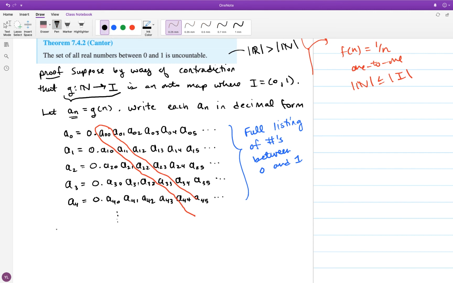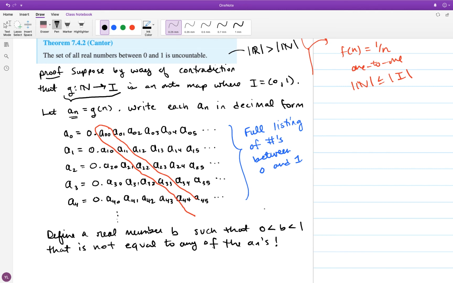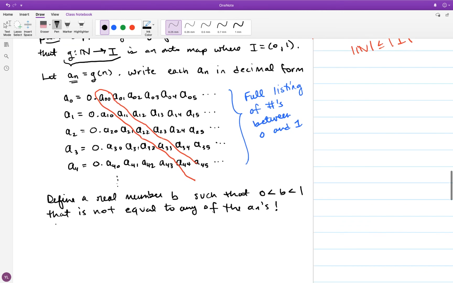What I'm going to do is define a real number b that is in between 0 and 1. In other words, it's in the codomain of this function, the range of this function, that is not equal to any of the an's that I have listed. And that's going to be our contradiction because, again, by assumption, this should be a full listing of all the numbers. How am I going to define this b? I'm going to define this b by carefully inspecting the diagonal. Here's how I'll do it.